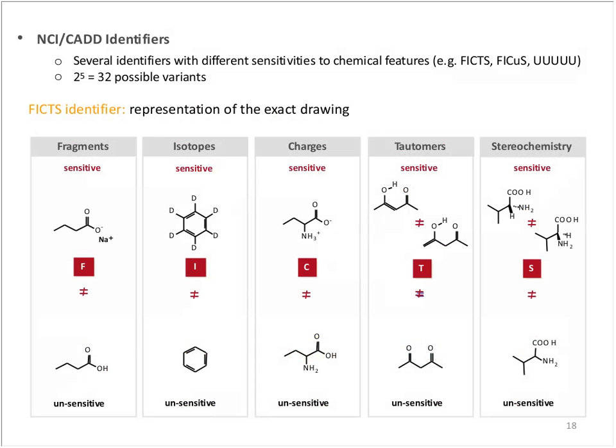InChI can identify molecules based on 5 features: fragment, isotope, charge, tautomer, and stereochemistry. There are 32 possible variants. The standard InChI is sensitive to these 5 features, so it can identify molecules which have any differences in fragment, isotope, charge, tautomer, and stereochemistry. Therefore, if we see a set of molecules that differ in these, they will have different identifiers. This identifier is sensitive to all 5 features, that's why all 5 features are critical.